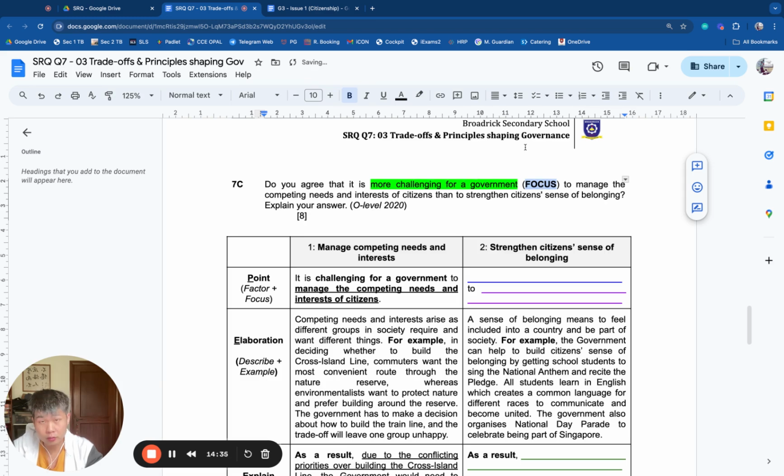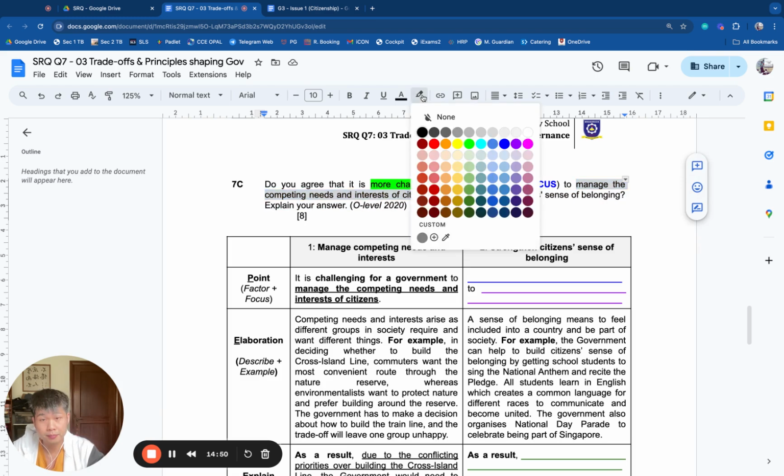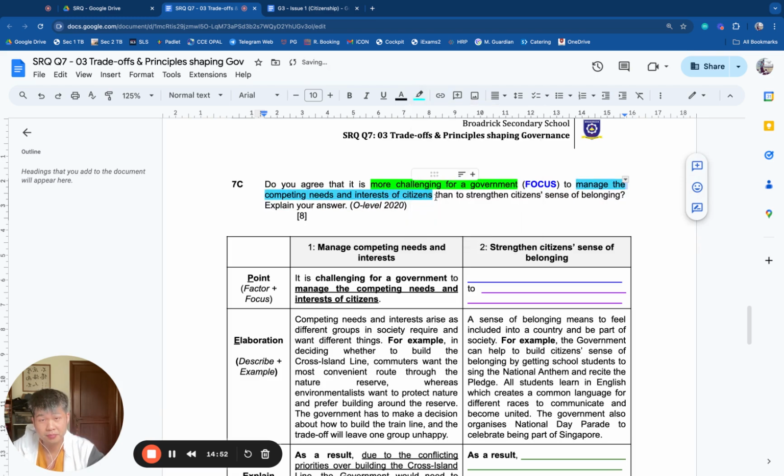And the factors given in a social studies question must map to the syllabus. They are things that you will have seen in the syllabus. There will be no surprises in that sense. The factors are, first, manage the competing needs and interests of citizens. And can you find factor 2? It's here, right? Strengthen citizen sense of belonging.